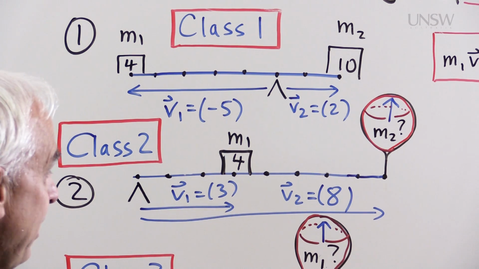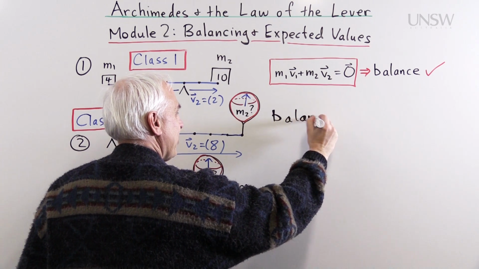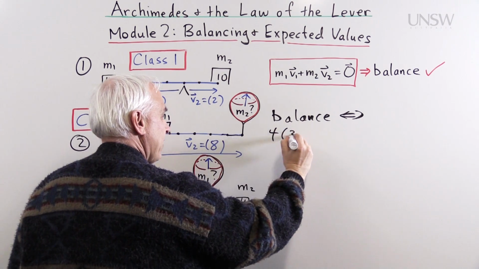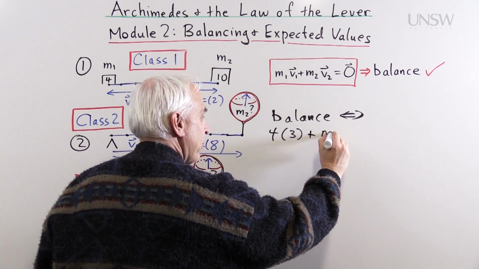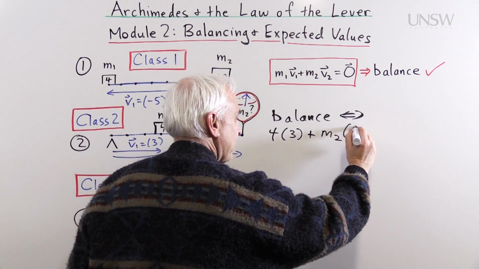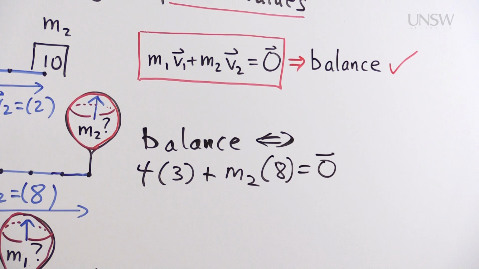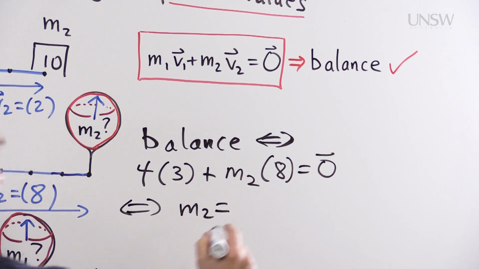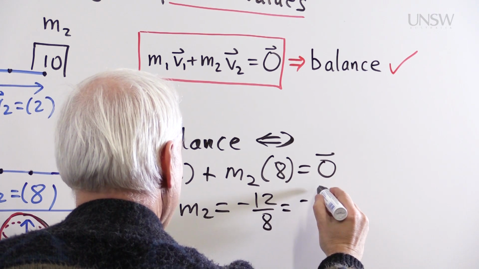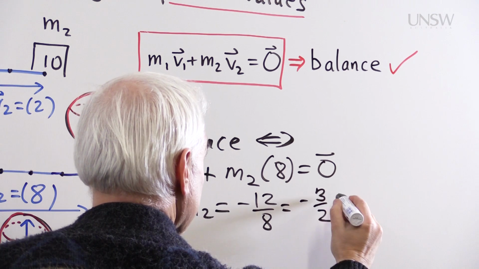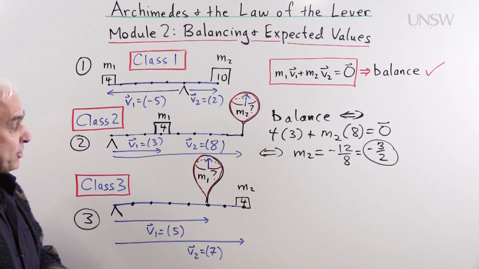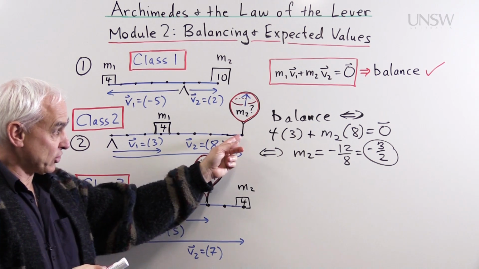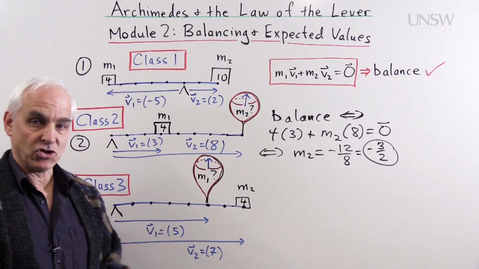Well, we can represent this balloon momentarily, or its force, by m2. And then the balance equation would be: balance occurs when the first mass of 4 times the first vector of 3 plus the second mass of m2 times the second vector, which is 8, adds up to the 0 vector. Well, that occurs precisely when m2 equals minus 12 over 8, or minus 3 over 2. So the conclusion is that if you want to lift up that mass of 4, which is sort of like in your wheelbarrow, you have to exert an upward force corresponding to a mass of 3 over 2, but in the upwards direction.